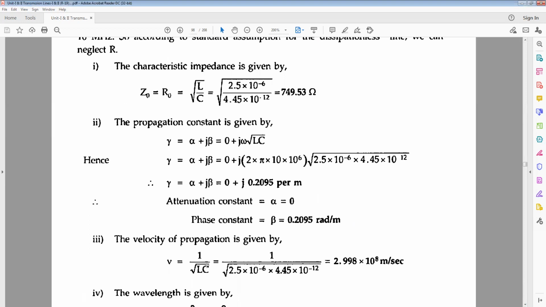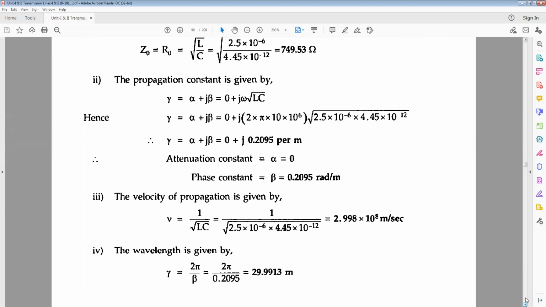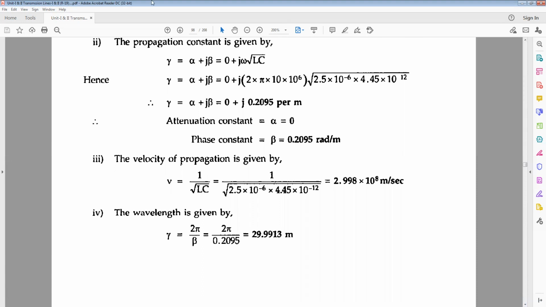And the velocity: we have the formula 1 by root LC. Substitute the L value and the C value, and you can find 2.998 into 10 to the power of 8 meter per second, which is approximately 3 into 10 power of 8 meters per second. And the wavelength lambda: V is equal to f lambda, or lambda is equal to V by f. We can substitute V as 3 into 10 to the power of 8 and the frequency as 10 into 10 power of 6.